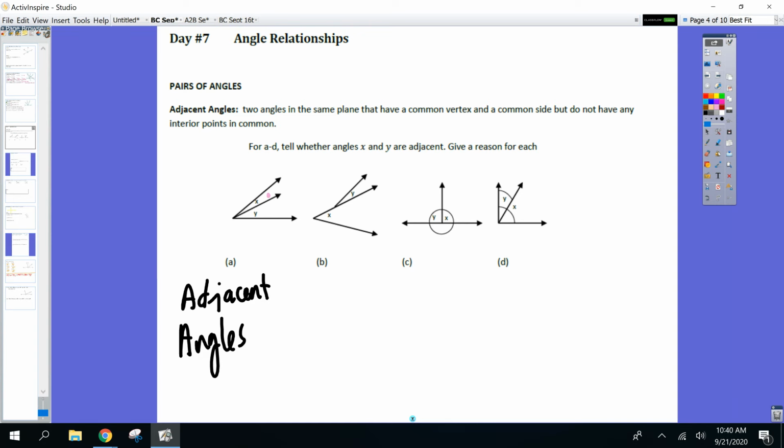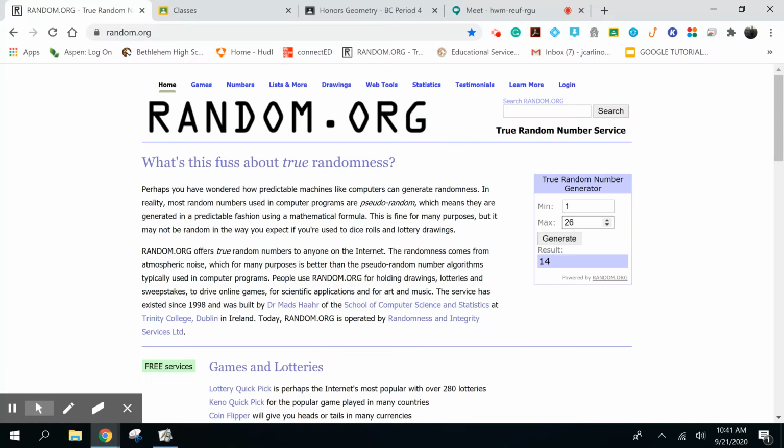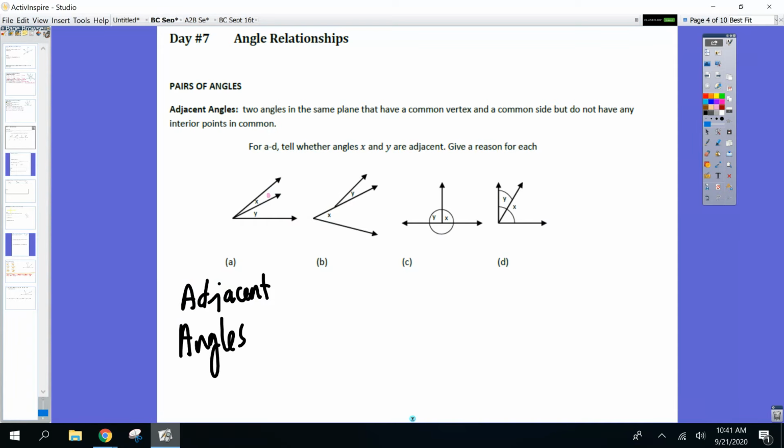All good. Okay, what about my next pair, X and Y, for part B? Are those two adjacent? It better have all three that we need in the definition. Okay, here we go. Hayden, ready? Do they have a common vertex? No. No, done. I don't even have to check the other two if they don't have a common vertex.